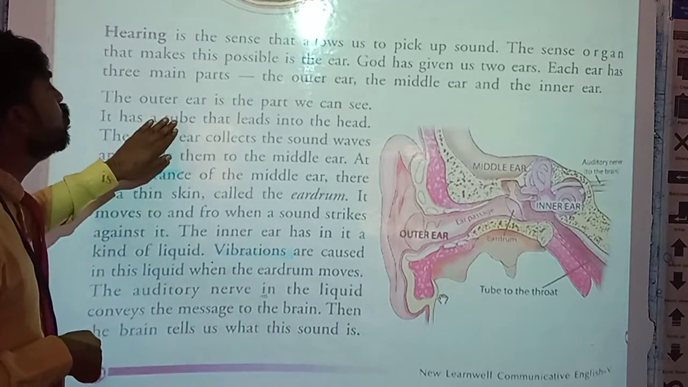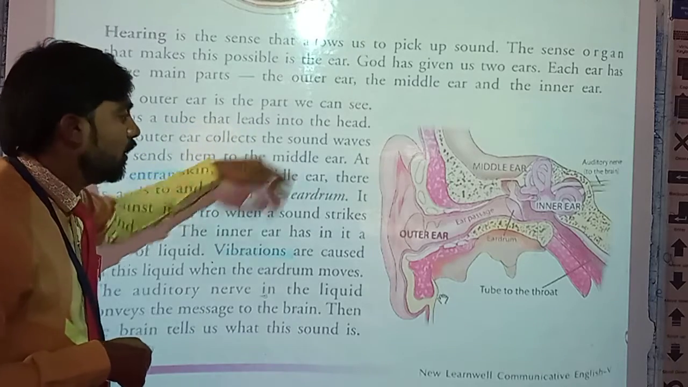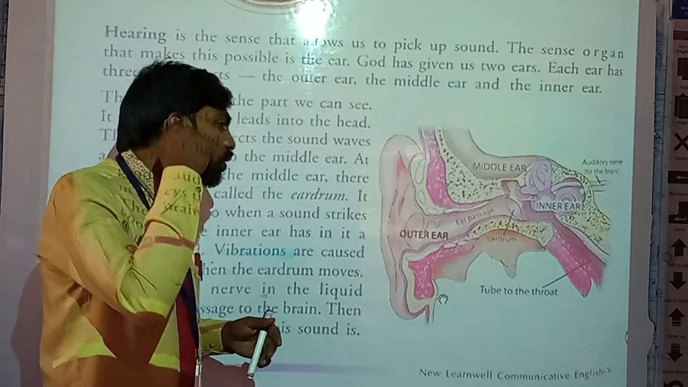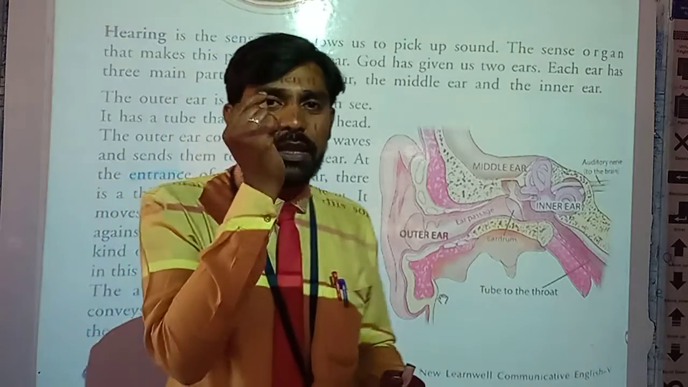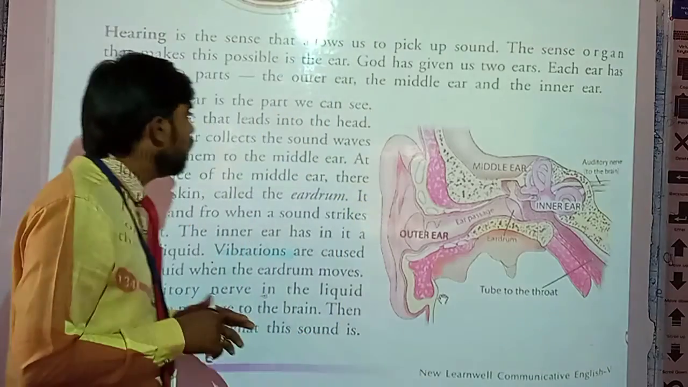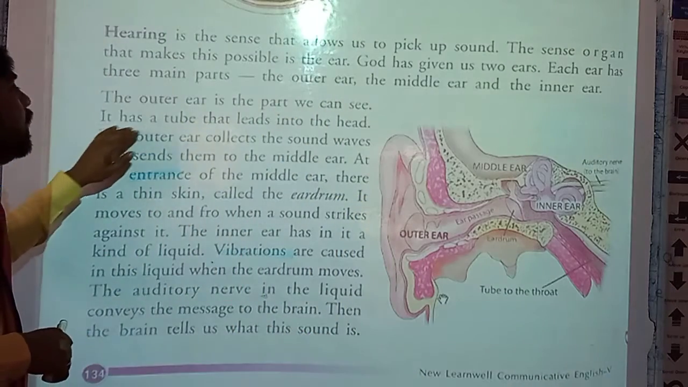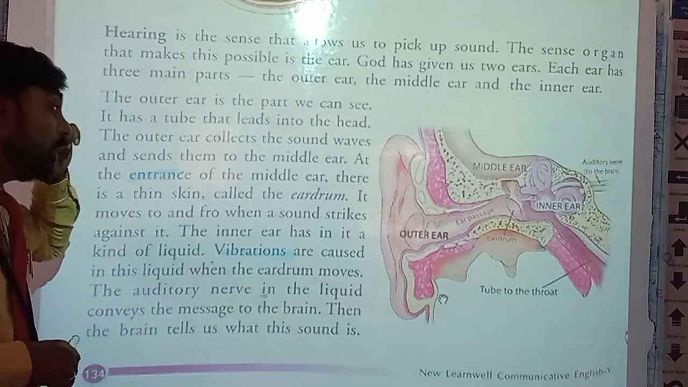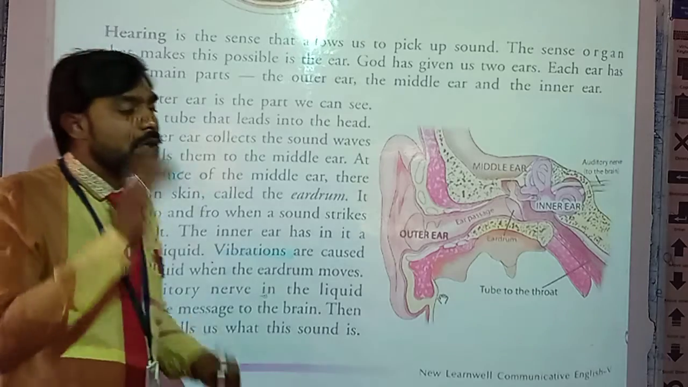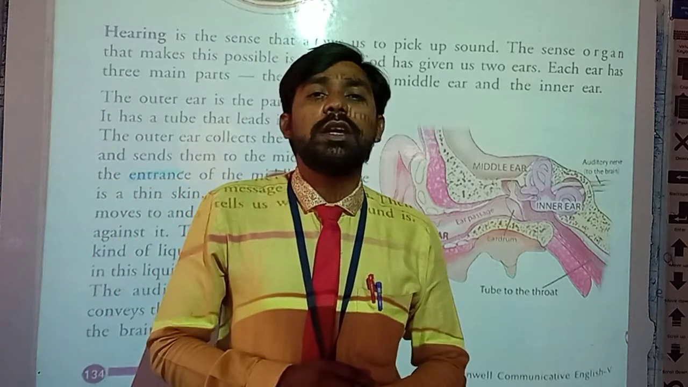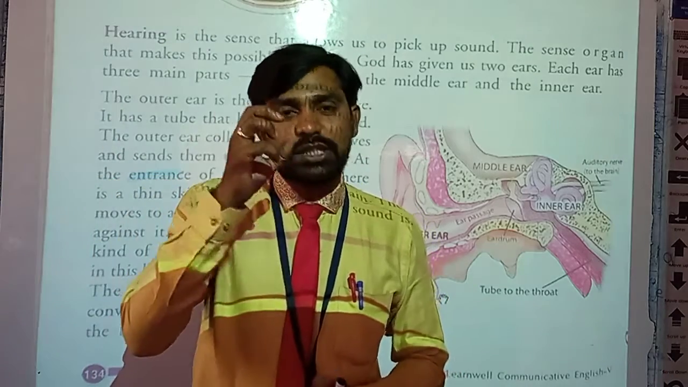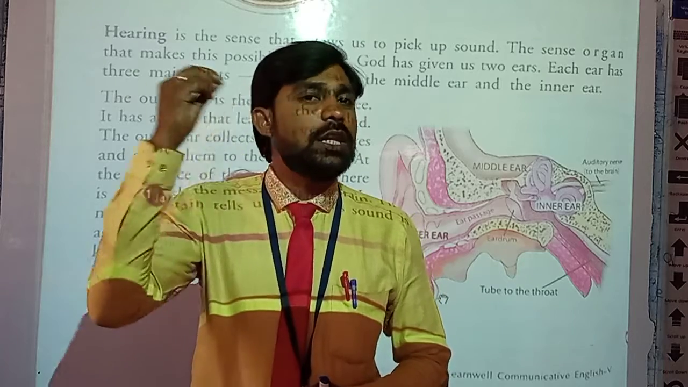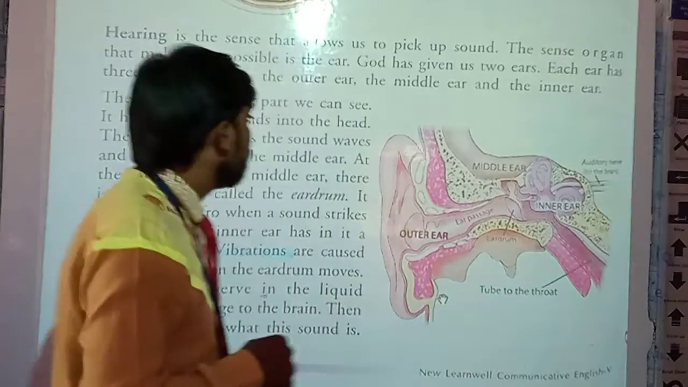It has a tube that leads into the head, one small pipe. The outer ear collects the sound waves and sends them to the middle ear. So what does this outer ear do? It functions to catch the sound and send it into the middle ear.